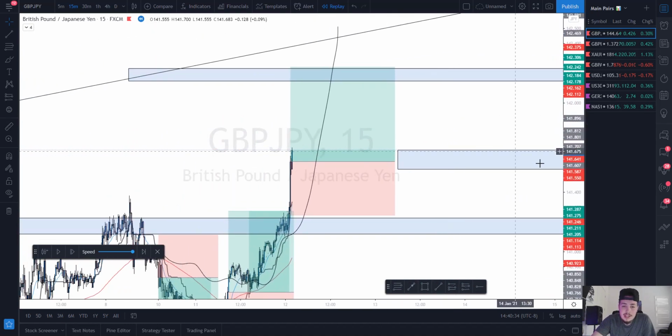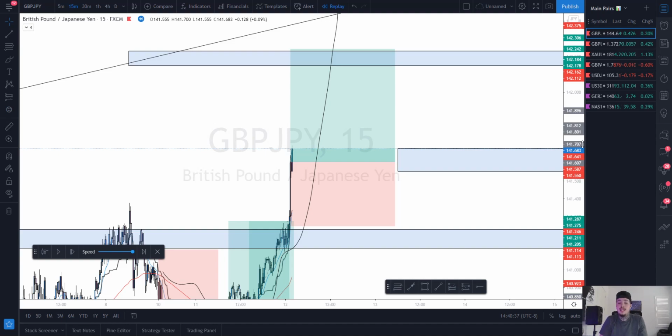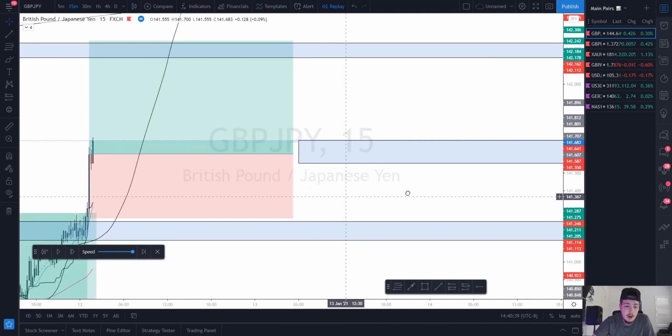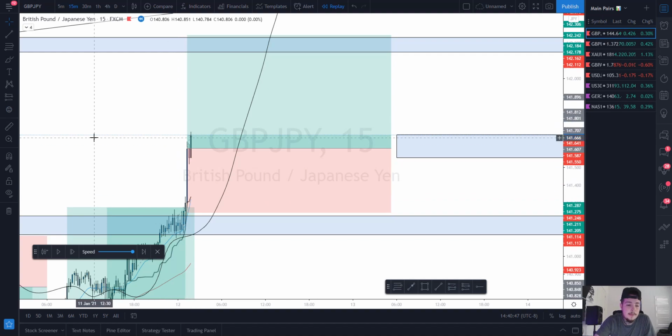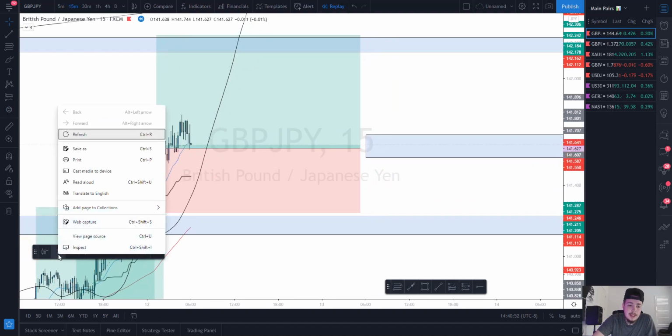You guys always ask us, if there's nothing to target, then we can either just let it play out until it comes back and hits our Kaizen Sen or breaks below it, or we simply just do a 1-to-1 ratio using our stop area. Most likely never going to lose if you do that. But let's see how this plays out.